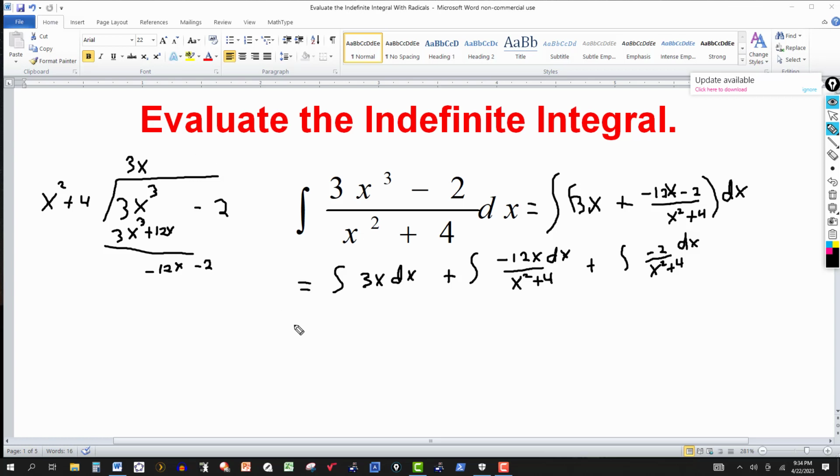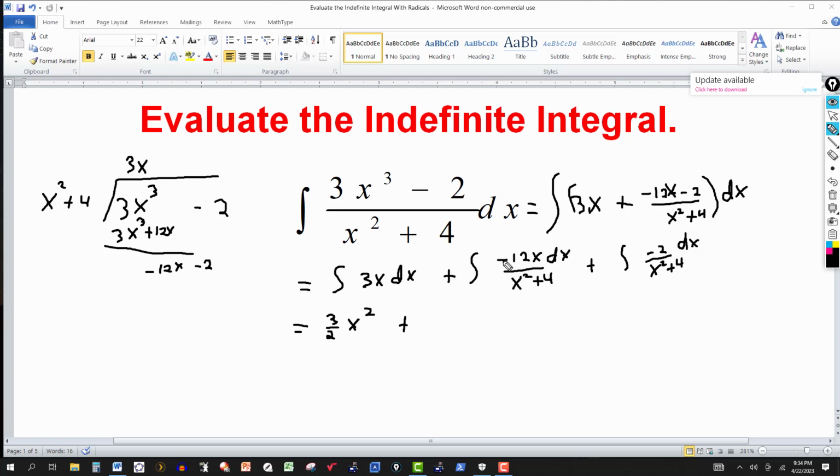And then we just integrate here. Integral of 3x, that should be no problem for you. Power rule for integrals here. Add 1 to the exponent 1, that'll be a 2 here. Divide the coefficient 3 by 2. So the first result is 3/2 x squared. And then it's a plus here.